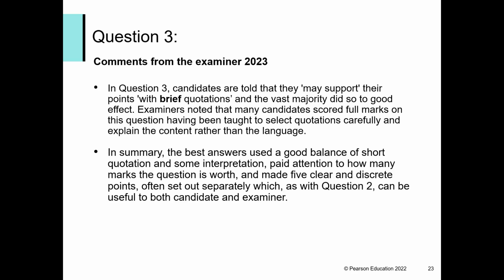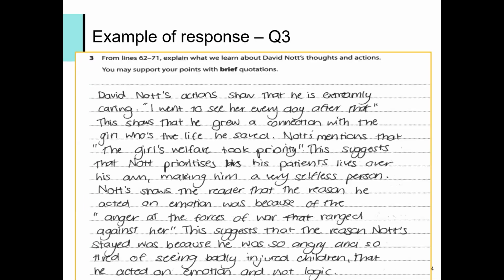In summary, the best answers used a good balance of short quotation and some interpretation, paid attention to how many marks the question was worth, and made 5 clear and discrete points, often set out separately, which, as with question 2, can be useful to both candidate and examiner. So here we have an example. This is the full response to this question.